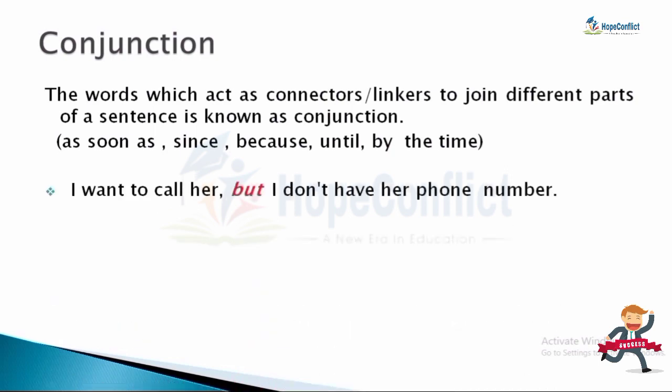I want to call her, but I don't have her phone number. So can you see, if we break it, there are two sentences. I want to call her. And the second sentence is I don't have her phone number. And which word connected them? Which word has joined these two sentences? It is but. So in this example, the conjunction is your but.